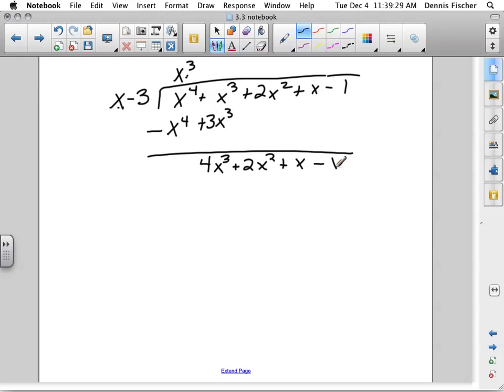Wait, that's supposed to be cubed up there? Which one, up on top? This? Yep, that's cubed. Everybody follow me? Yes.